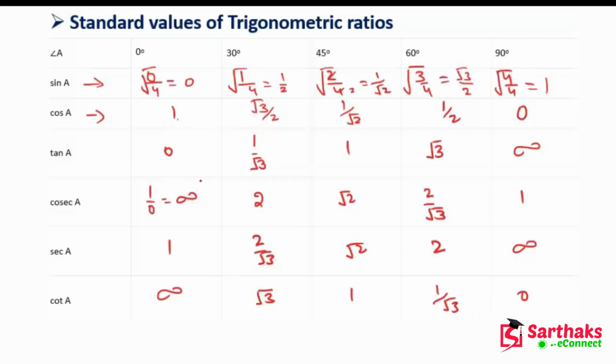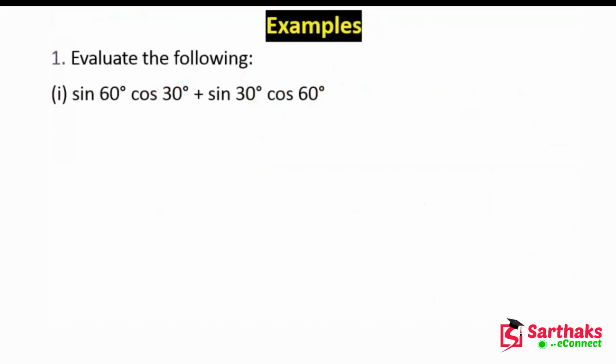So these are the standard values of trigonometric ratios. If you know cos A and sin A, meaning if you know the values of these ratios, then you can easily find the value of the rest of the ratios. I hope you get this point. So now let's move on and solve some problems.